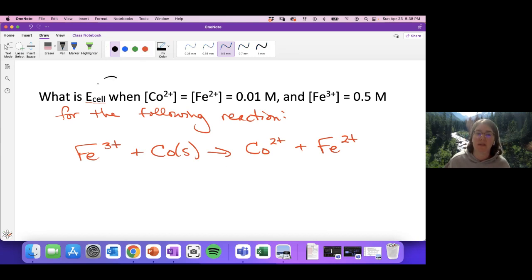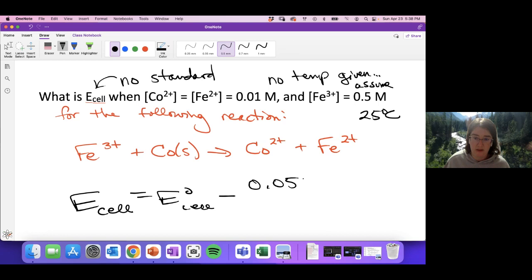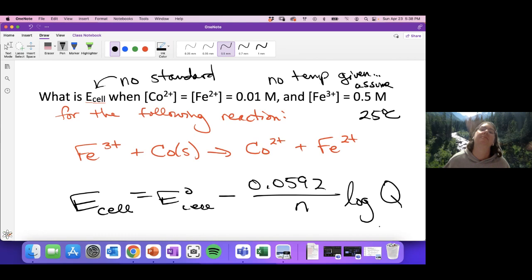The other thing to notice is there's no little circle. There's no standard symbol. It's not there, which means, but there's also no temperature given. So we are going to assume 25 degrees Celsius. We are going to make that assumption, but there's no standard symbol there, which means we have to use the big version. E cell equals E cell standard minus 0.0592 divided by n times log of Q.